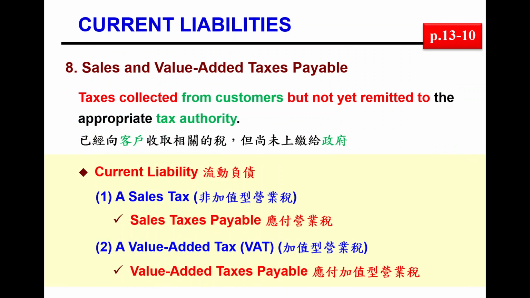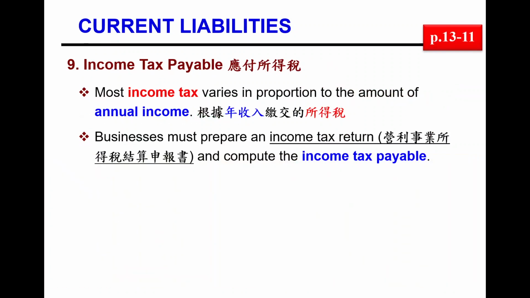Okay, so that's for 8. How about 9? Income tax payable. Still, you owe the money to whom? Government about the tax. But this kind of tax is income tax. Income tax 所得税 means what? Based on your revenues, you have to pay some tax money to government. So based on your annual income, you have to pay some money to government, right? So no matter you are the company or you are personal, still we have to pay it.